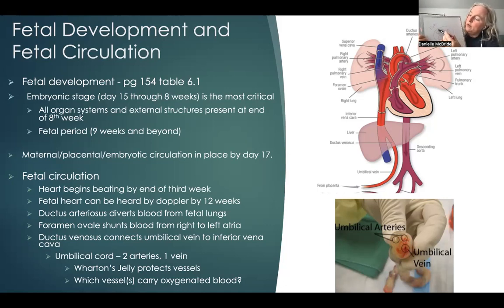All of these vessels are protected by this really fabulous connective tissue that only exists here in the umbilical cord. And it surrounds all these vessels, and it's called Wharton's jelly. Wharton's jelly makes the umbilical cord have almost like the consistency of a gummy worm. And this helps the cord to be able to move and flex without compressing, twisting, crimping, tying those vessels off. Okay, because that's the baby's lifeline.